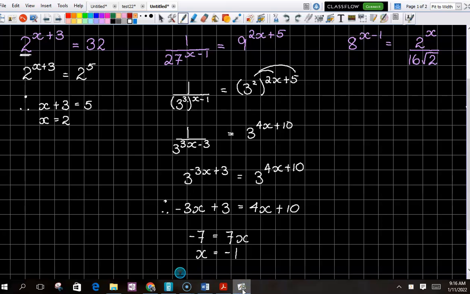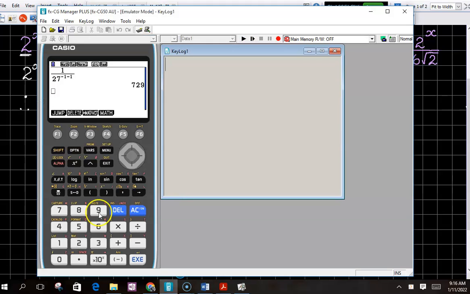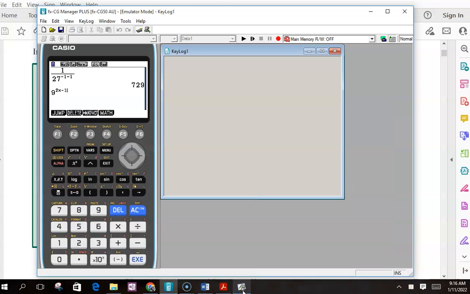What's that? 9 to the 2x plus 5. I'm going to type in exactly as we've said that. So 9 to the 2 times x, which is minus 1, plus 5. Oops, love that maths type. Times negative 1, oh yeah, that was right. Plus 5, okay. Yay, same answer, so we know that we're right.